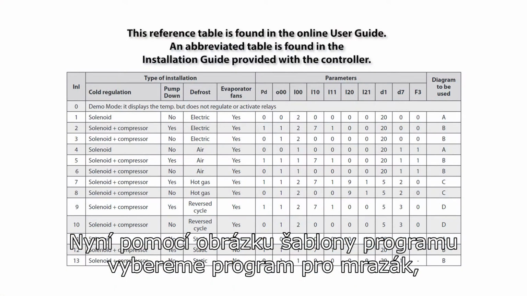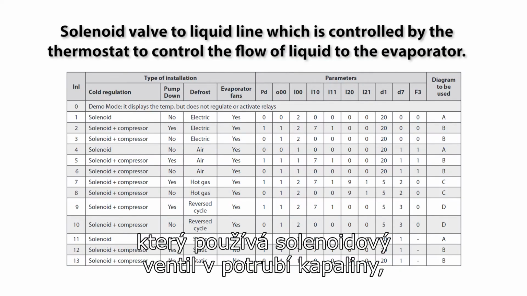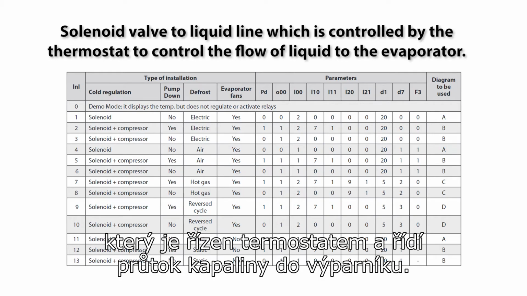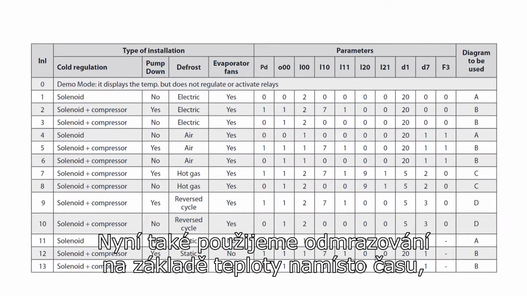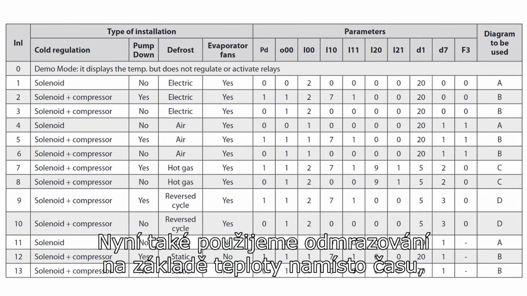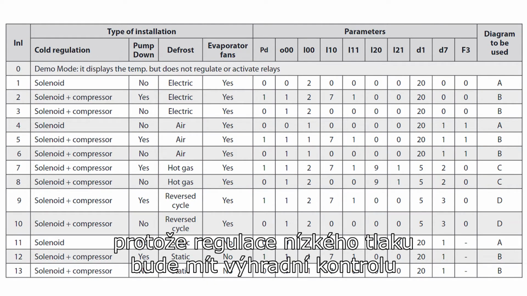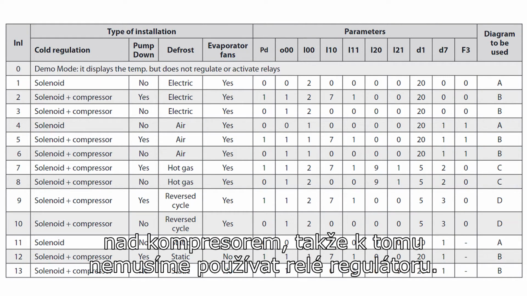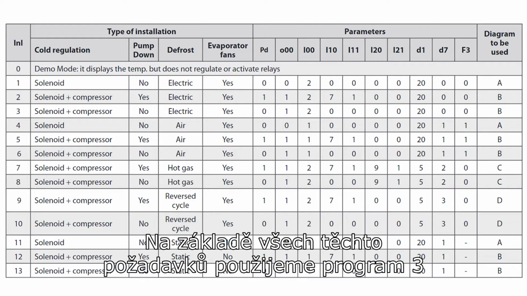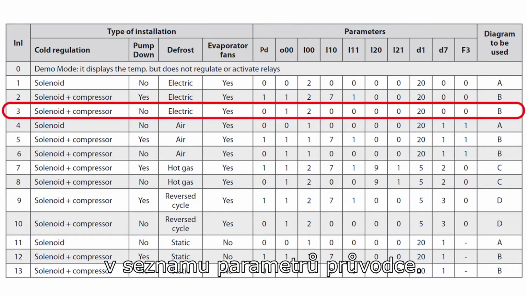Now, using an image of the program template, let's select a program for a freezer that uses a solenoid valve in the liquid line, which is controlled by the thermostat, and this controls the flow of liquid to the evaporator. Now, we're also going to use temperature terminated defrost rather than time. Since the low pressure control will have sole control of the compressor, we do not need to use a controller relay for this. Based on all of these requirements, we're going to use program 3 in the wizard parameters list.